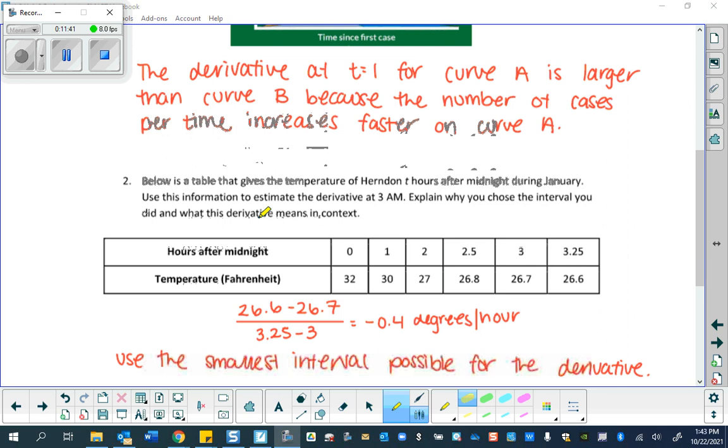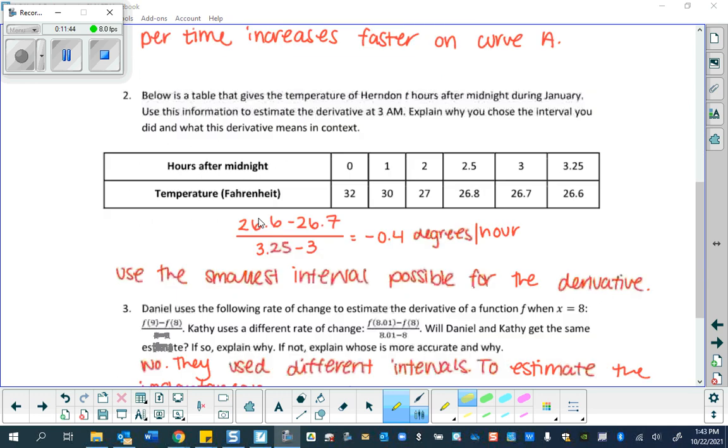All right, so there we have the table that gives us the temperature of Herndon, t hours after midnight during January. Use this information to estimate the derivative at 3 a.m. So here's the thing. Here's 3 a.m. and its temperature is 26.7.